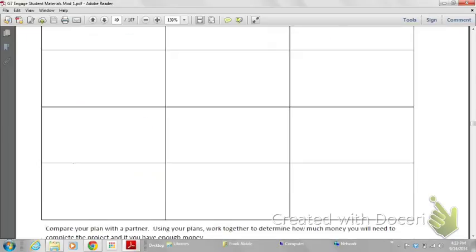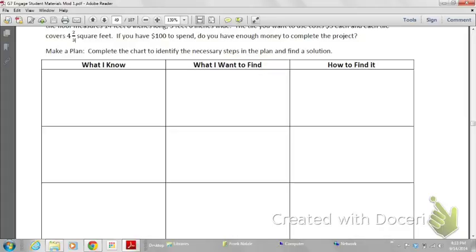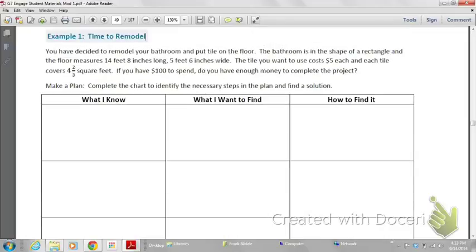Now, the first part of this is to actually just make a plan. So you do not have to do any calculating at this point. Just make a plan, deciding what you already know, what you need to find out, and how you're going to find it. Okay, so one thing I already know, and I'll just start you off here, are the dimensions of the floor.